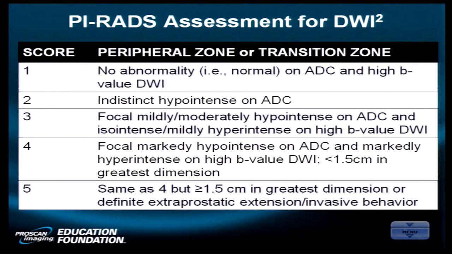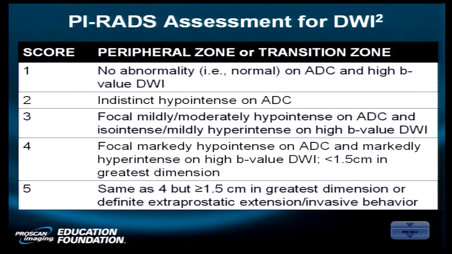PI-RADS 2. The ADC map is more sensitive than the DWI. So the ADC map may show a little indistinct low signal intensity, but the DWI is normal, very common. You see this a lot in people with BPH, benign prostatic hyperplasia. PI-RADS 3, you've got some low signal on the ADC map, but it's not inordinate. In other words, it's very mild, and the DWI is kind of all over the place. There may be a few areas that are very high, a few areas that are a little bit high, and a few areas that are in between. In other words, no man's or no woman's land.